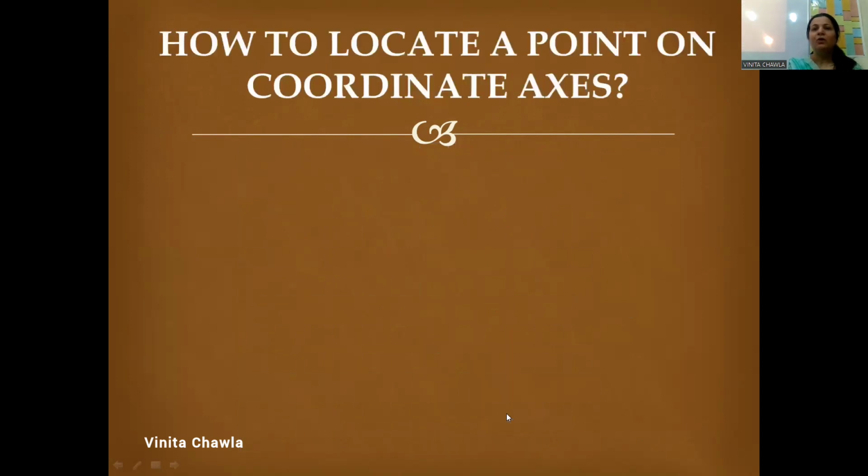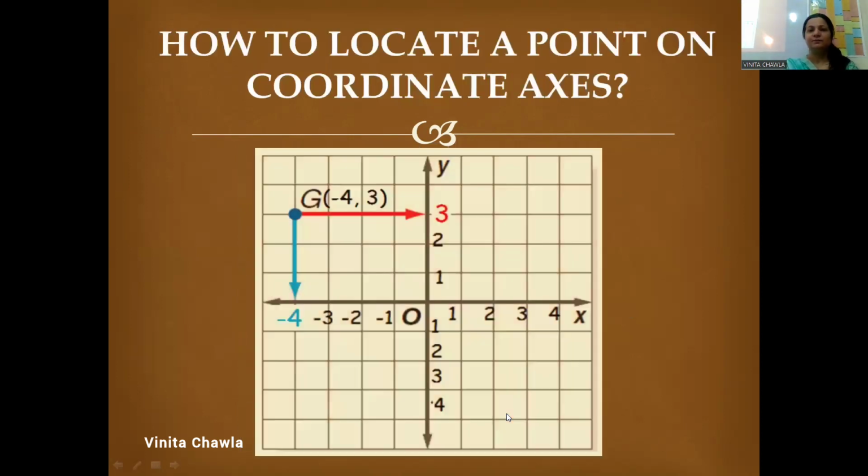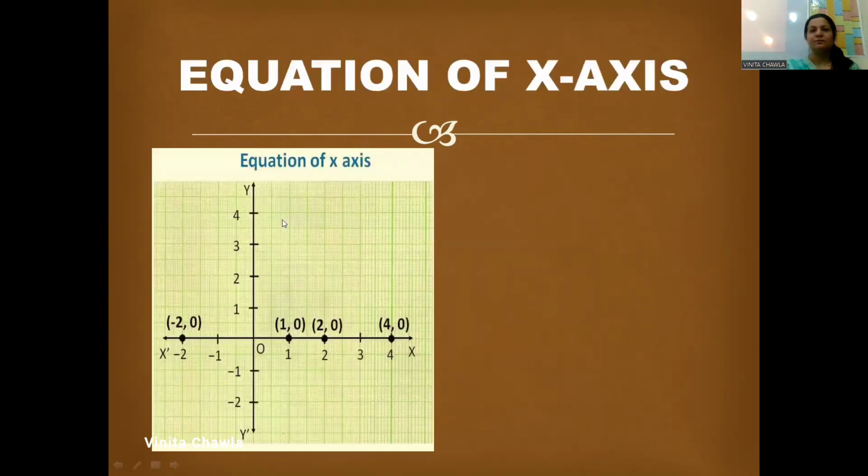All right. How to locate a point on the coordinate axis? This we have already discussed. So x is -4, abscissa is -4, ordinate is 3. So this is how we can locate these. Next, we have the equation of x-axis. So what is the equation of x-axis? If we locate the point (1, 0), (2, 0), (4, 0), (-2, 0), you can see that all these points lie on x-axis. And in all these points, we have ordinate, the y coordinate, 0. Okay. So on x-axis, we have y equals 0.